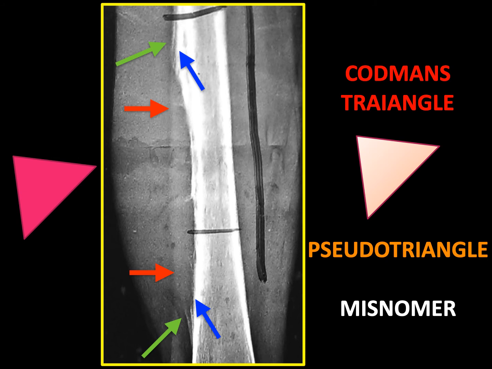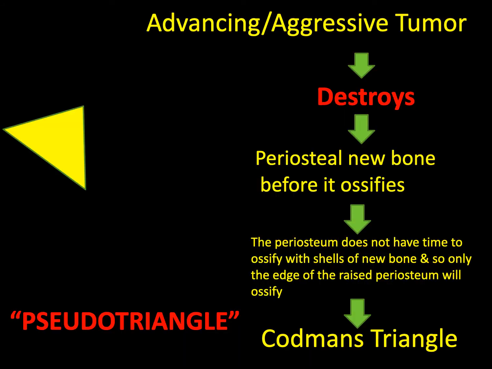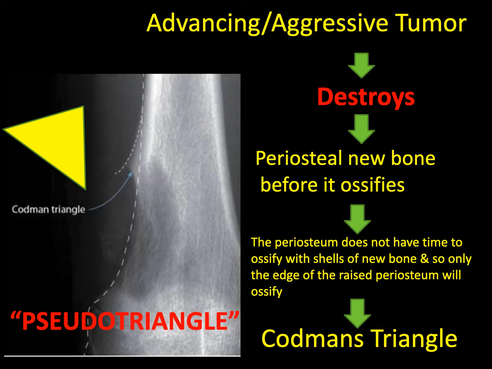It's not a triangle. So what is the mechanism of it? An advancing or aggressive tumor destroys the adjacent area. Periosteal new bone is not ossified. The periosteum doesn't have time to ossify with shells of new bone, and it looks like this. So there is the inner border of the cortical bone, the elevated periosteum, and the below part is a non-ossified part. So Codman's triangle is a pseudo triangle.